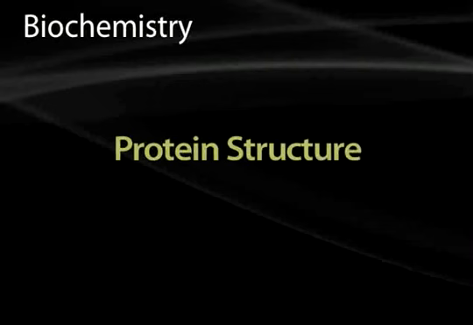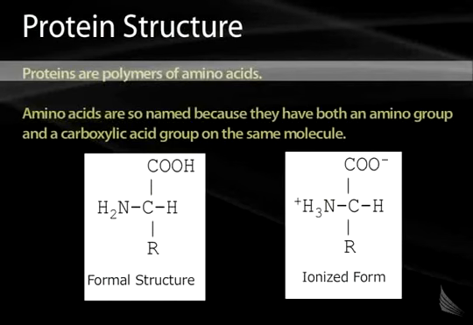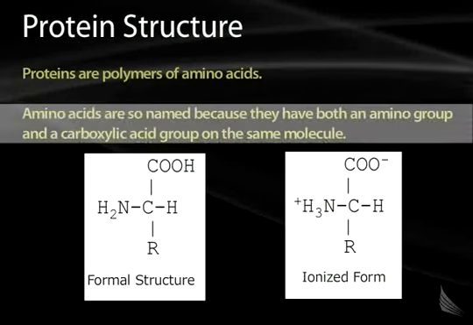In this lecture, we'll be talking about protein structure. Proteins are polymers of amino acids. Amino acids are compounds which are named that because they have both an amino group and a carboxylic acid group on the same molecule, as you can see in these schematized structures below.